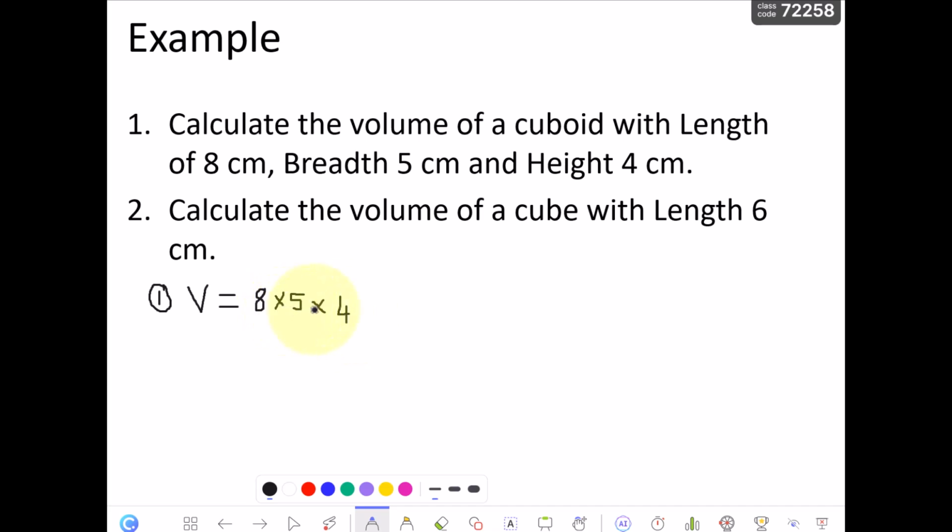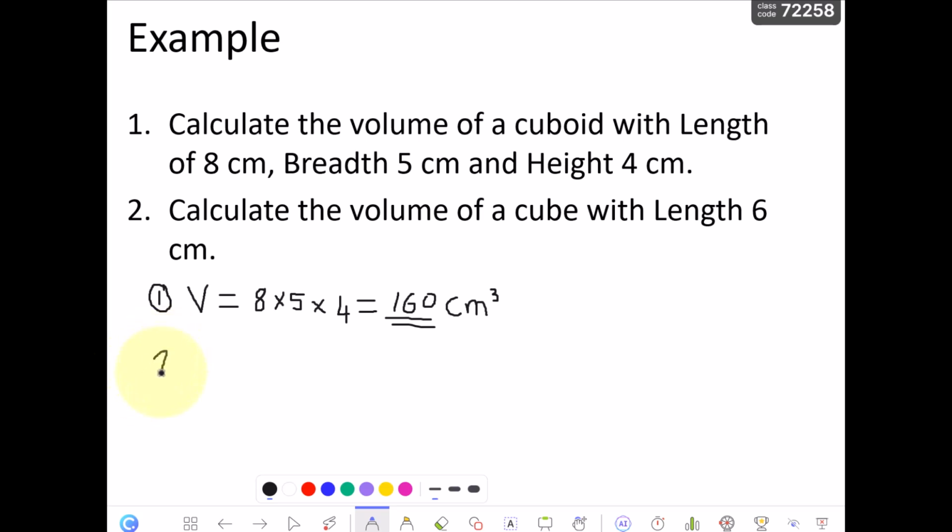So 8 times 5 times 4, what will it give us? Let's check. 8 times 5 is 40. 40 times 4 will give us 160. So take note, since the question is in centimeter, you are going to have centimeter cube. So that is all for this.